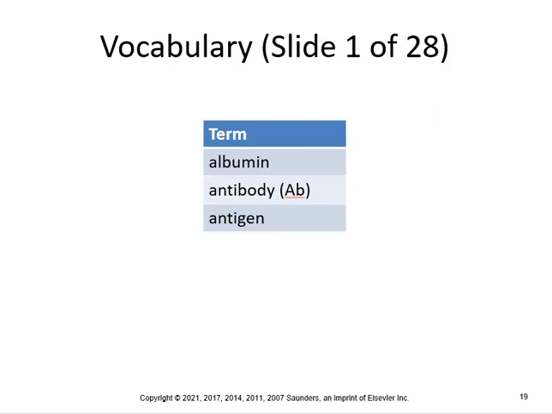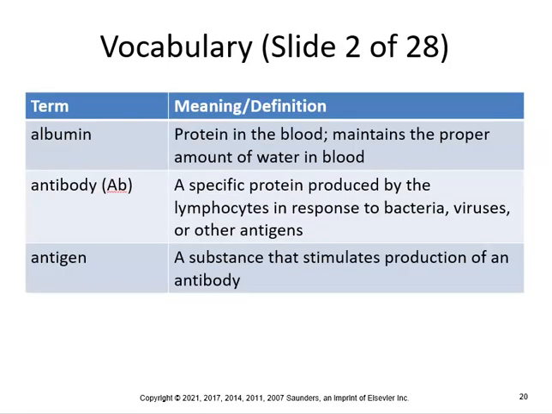So albumin, antibodies AB, and antigen. Albumin is a protein in the blood, maintains the proper amount of water in the blood. Antibody AB, a specific protein produced by lymphocytes in response to bacteria, viruses, and other antigens. An antigen, so this is very important to understand, a substance that stimulates the production of an antibody.